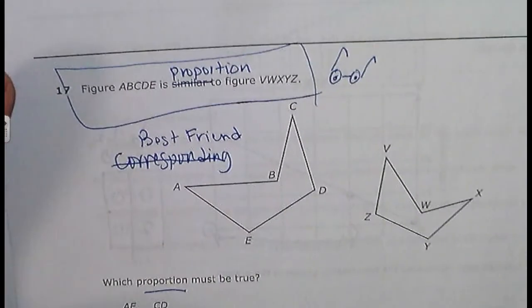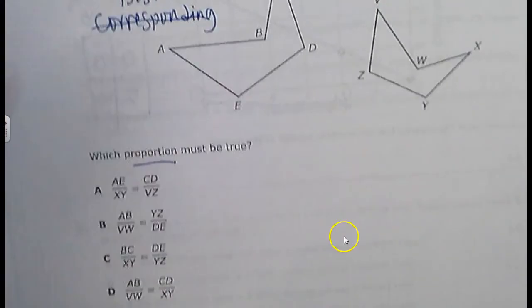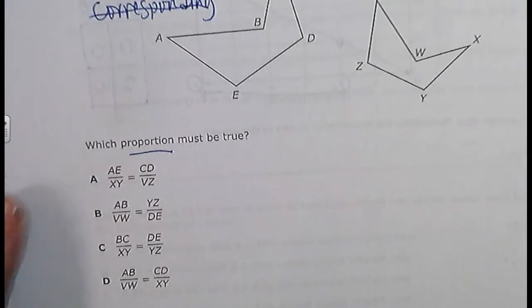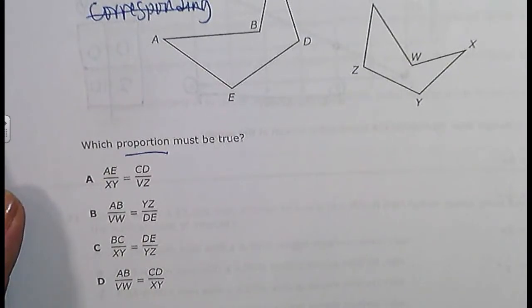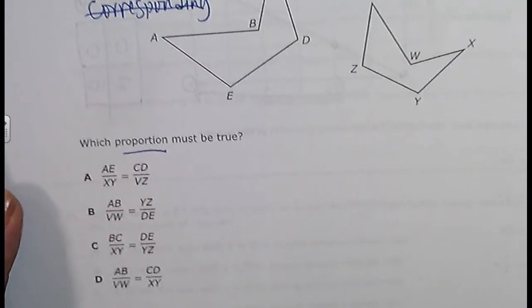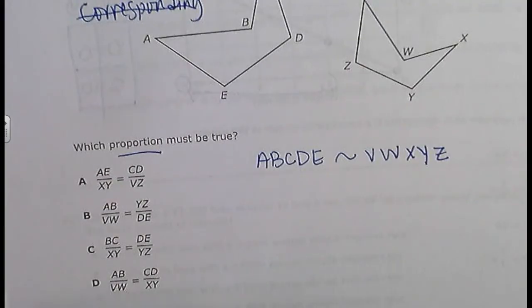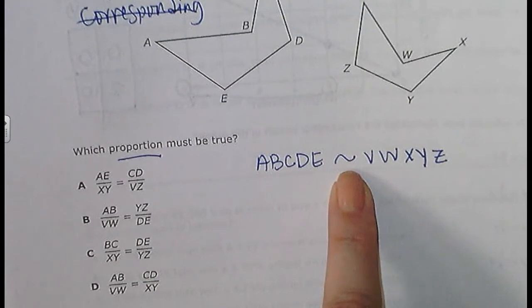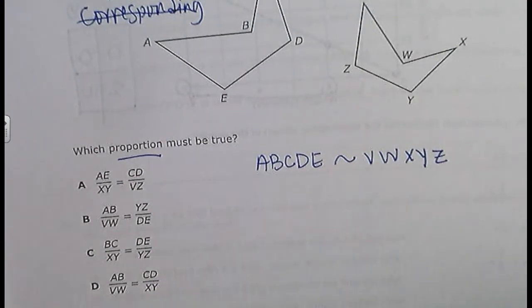So let's see which one's true. Get that on the screen there. And I'm actually going to copy those letters down to the bottom because it's a lot less work versus moving this paper. Now, I rewrote it. By the way, that symbol means similar. If you're not sure, turn it sideways and you'll see an S. So let's talk about your best friends.